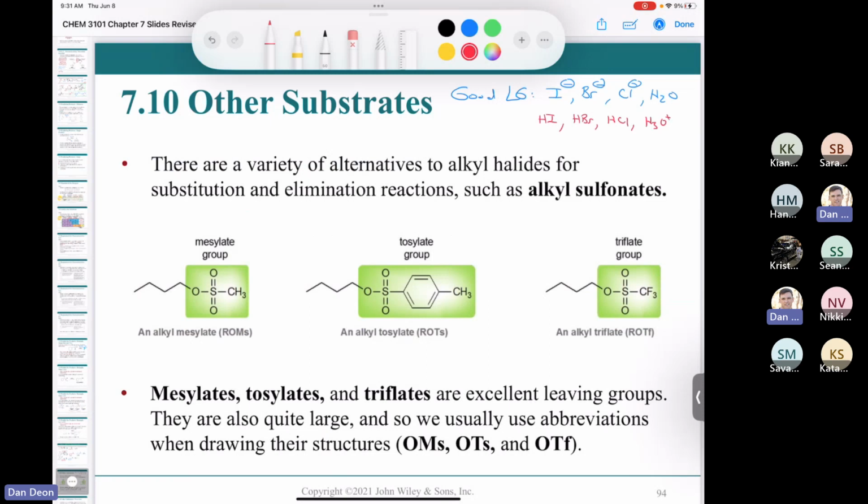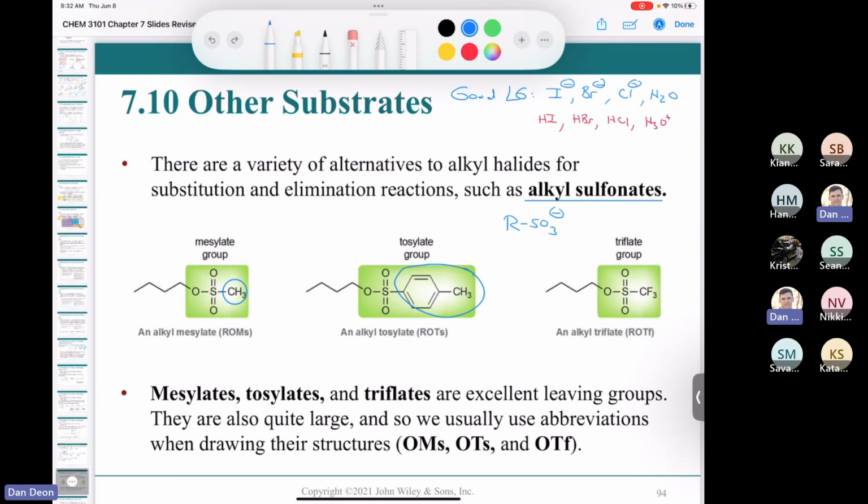So it says here there's a variety of alternatives to alkyl halides for substitution and elimination reactions, such as alkyl sulfonates. So we're going to look at a bunch of things here that we call alkyl sulfonates. What they have in common is that they all have some kind of alkyl group, and then they have SO3 minus, okay? You notice that every single one of these has an R group here, and an R group here, and then you have some kind of SO3. Of course, if that functions as a leaving group, it'll leave as an anion, as SO3 minus.